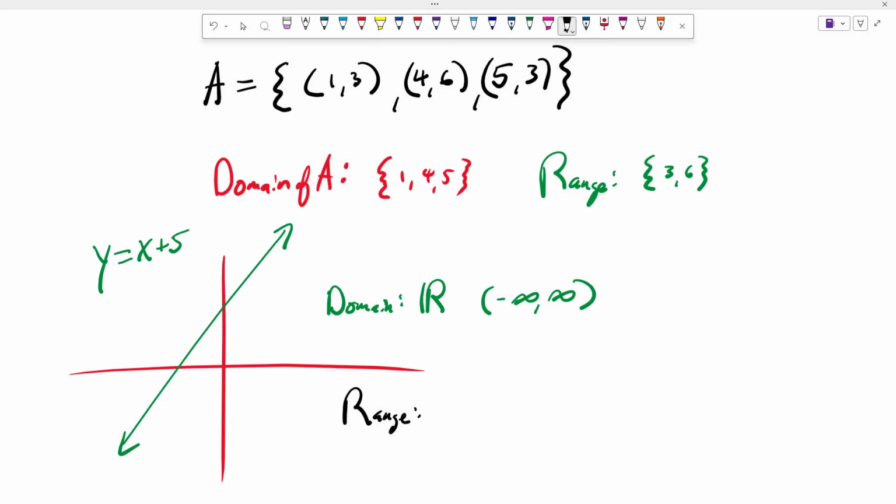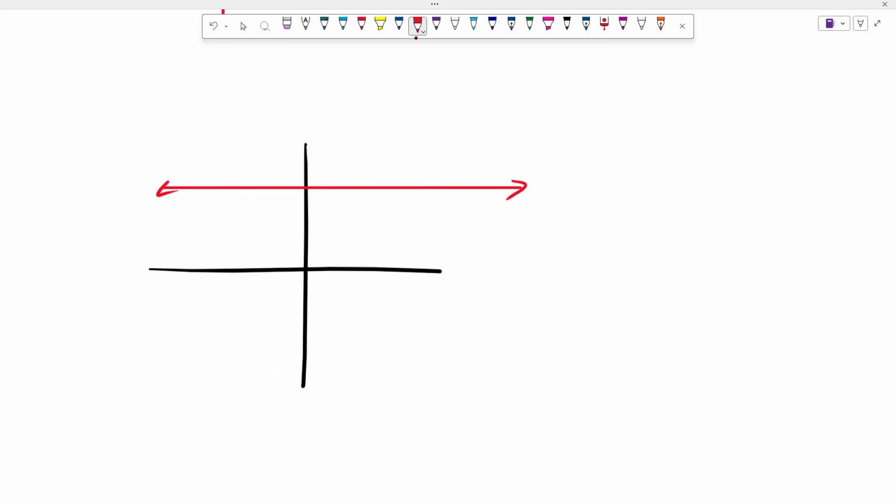This goes forever to the right, but it's also going forever up. And it's going forever to the left and down. So it takes on all y values down and all y values up. So the range is all real numbers.